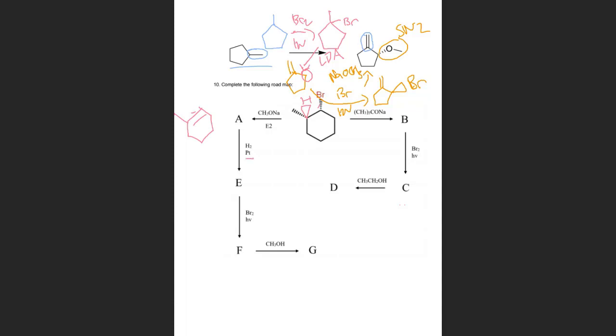So this is a reducing agent. I'm not sure if you guys have talked about this yet, but essentially all it does is take away the double bond. So we get this structure right here. To do a bromination, we're going to pick the most stable spot, which is right there. So we do that.